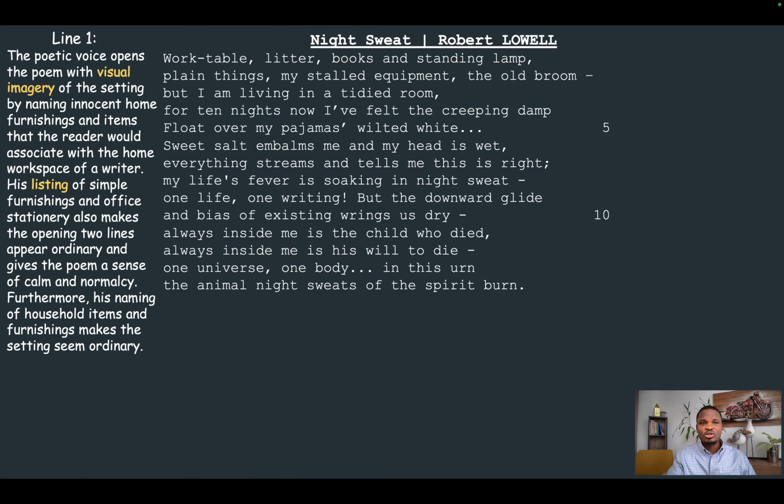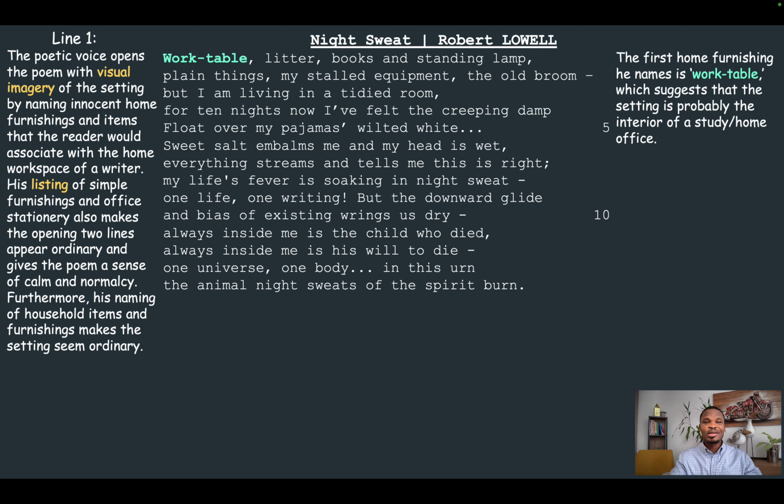Now, the first thing I want you to know is that the poetic voice opens the poem with visual imagery of the setting by naming innocent home furnishings and items that the reader would associate with the home workplace of a writer. His listing of simple furnishings and of office stationery also makes the opening two lines appear ordinary and gives the poem a sense of calm and normalcy. So that's one of the things I see in the poem, right? Furthermore, his naming of household items and furnishings makes the setting seem ordinary. So the word ordinary has been mentioned twice, but ordinary is key, the way the poem opens.